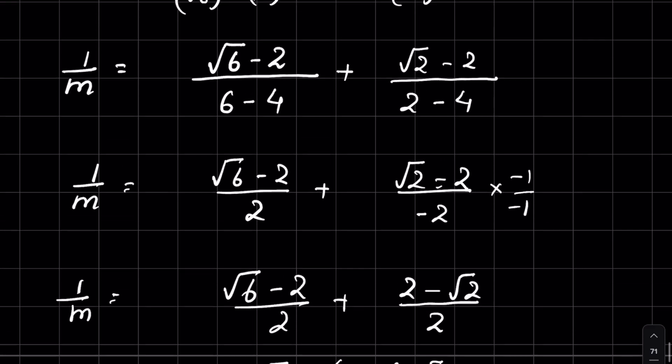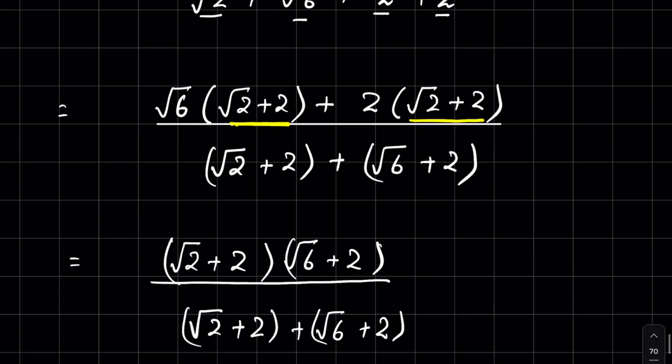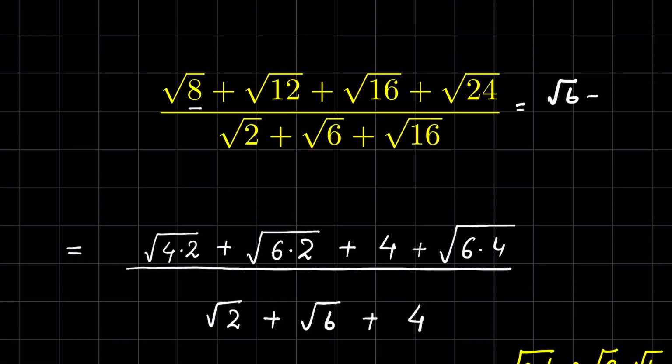So we can finally write the simplified version of this question, that is square root of 6 plus square root of 2 upon 2. This is our answer.